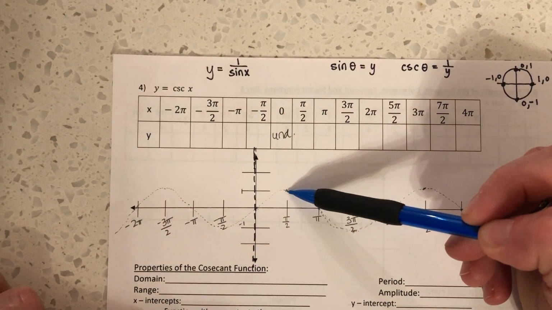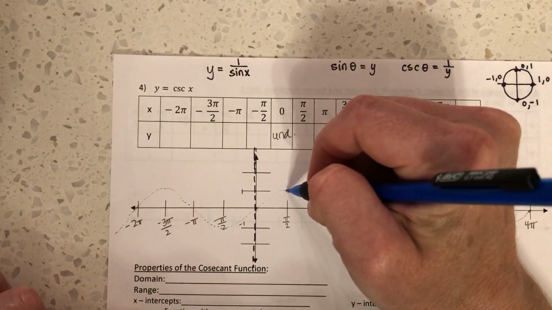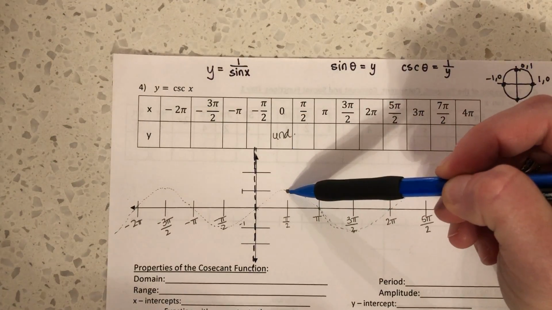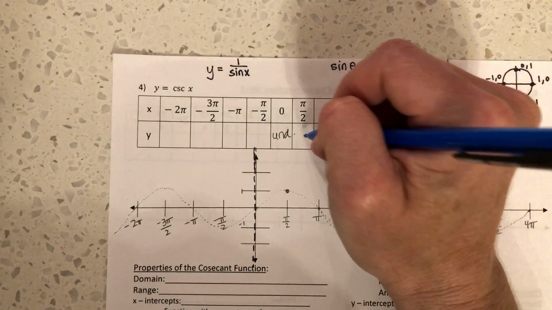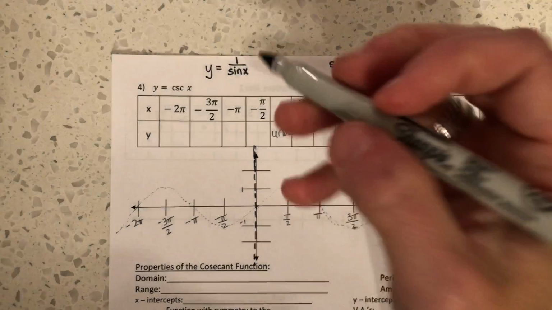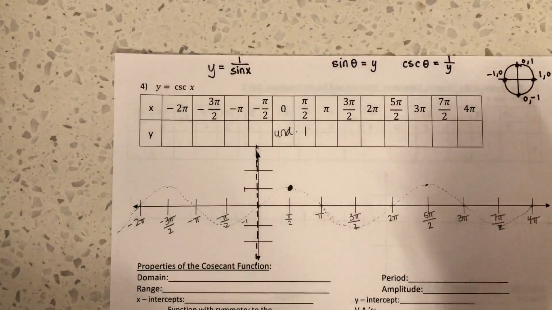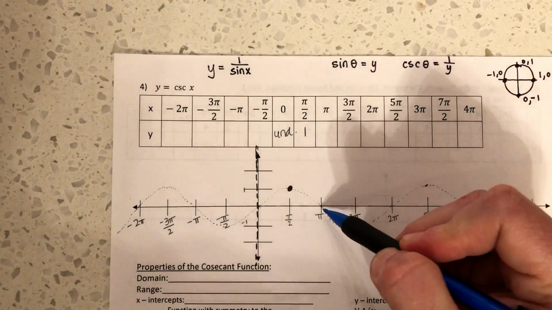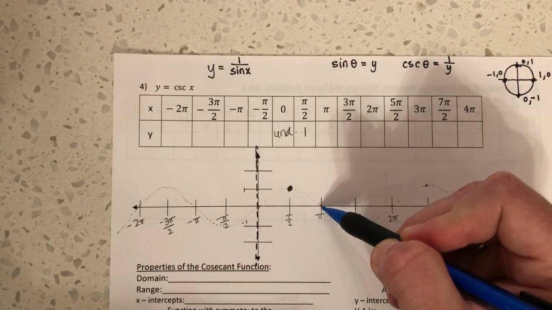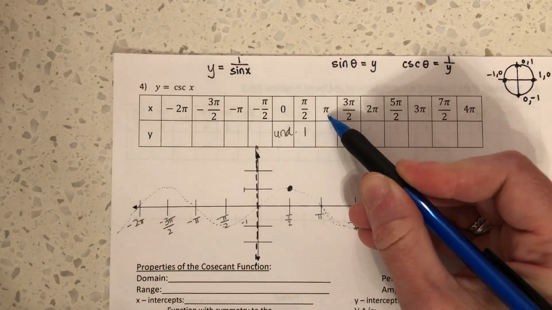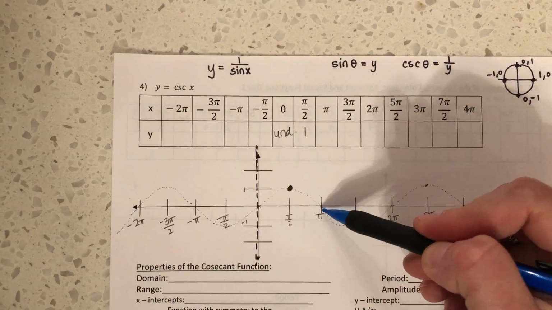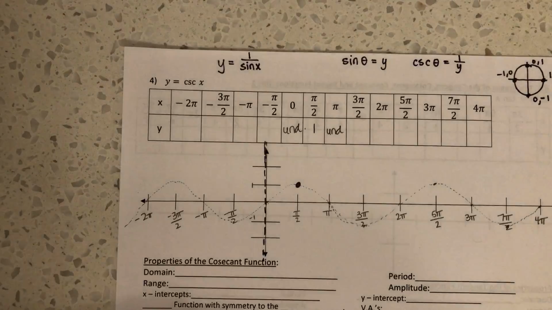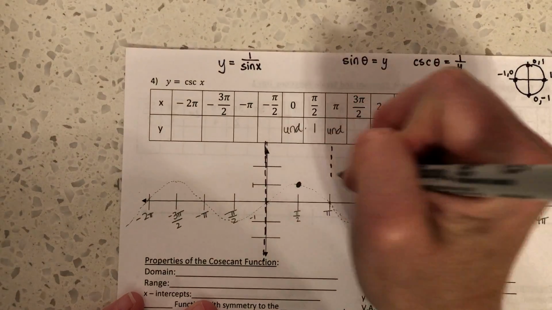So when pi over 2 went into sine, a ratio of 1 came out. So when pi over 2 goes into cosecant, the reciprocal of 1 comes out, which is 1. So this will still be a point that lives on the cosecant graph as well. All right, then we go to pi. When pi went into sine, 0 came out. So when pi goes into cosecant, the reciprocal of 0 comes out, which is undefined. So that'll be an asymptote on the graph of cosecant.